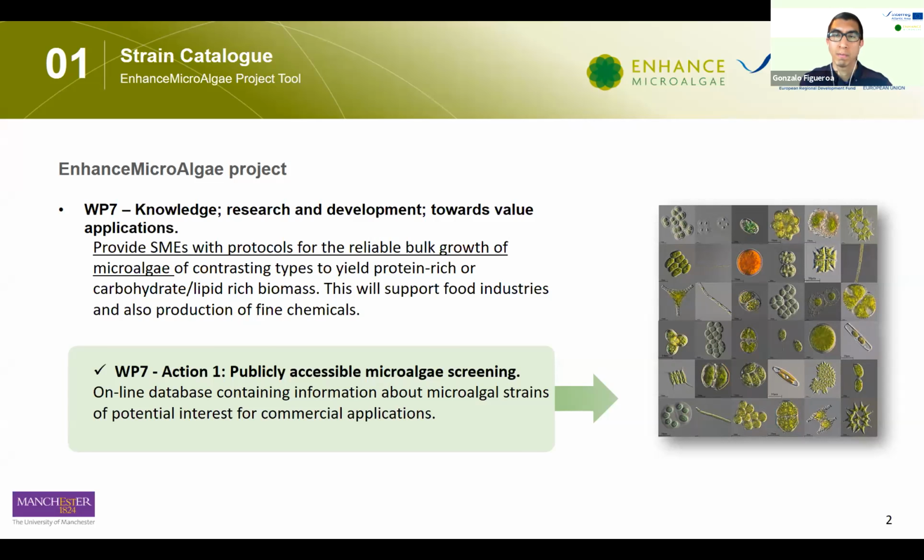So how can we do this? Well, one of the actions of work package 7, specifically action 1, refers to publicly accessible microalgae screening. The objective of this is to build an online database containing information about microalgae strains of potential interest for commercial applications. We know that there are numerous microalgae species and strains, so what we want to do is to compile them all into a single document, at least the ones that have commercial applications.